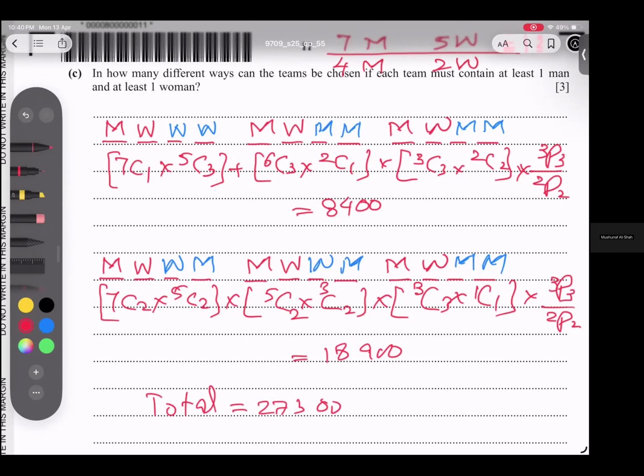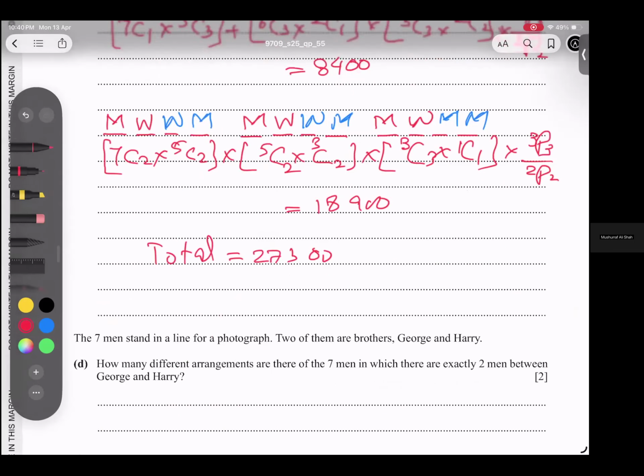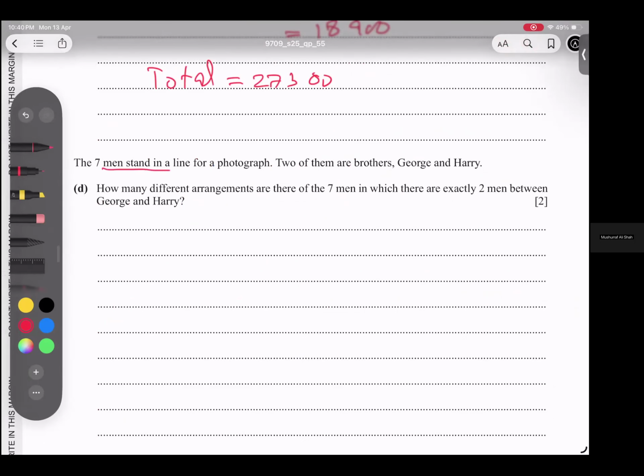This question is done. Now, plus one part left, sorry. So what did the question say? 7 men stand in line for the photograph. So let's start. So 1, 2, 3, 4, 5, 6, and 7 men.